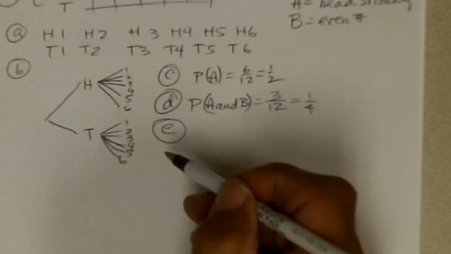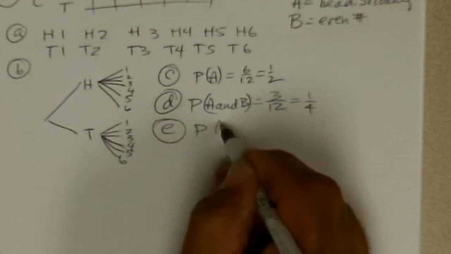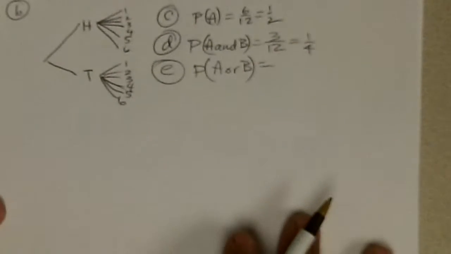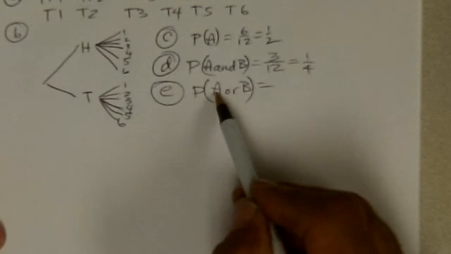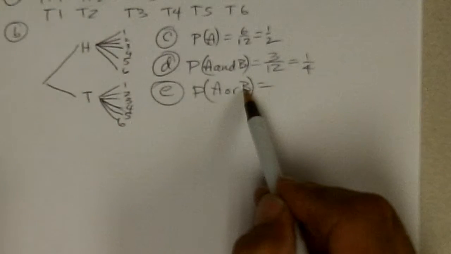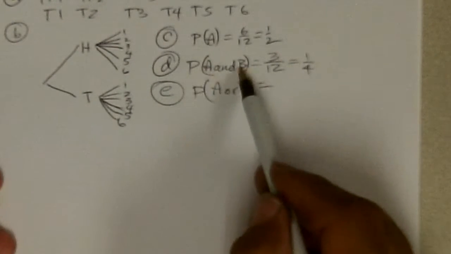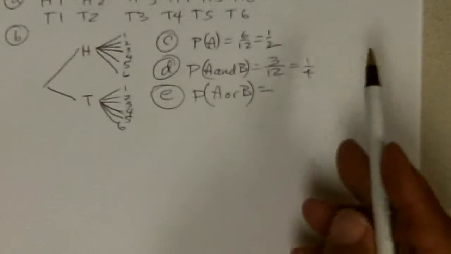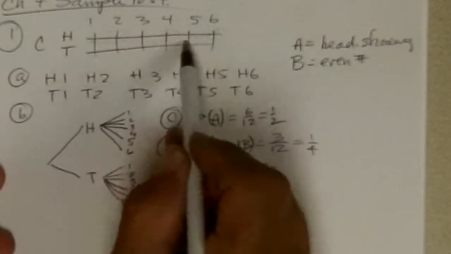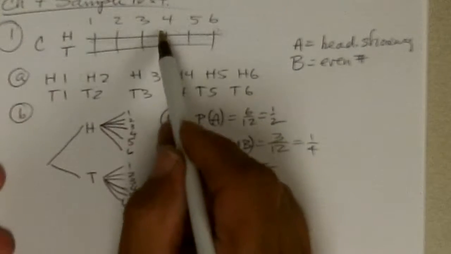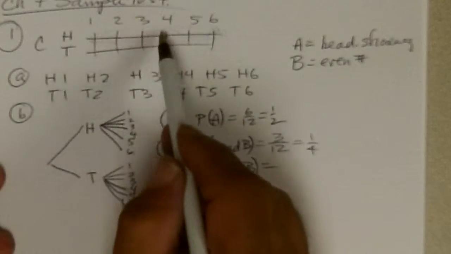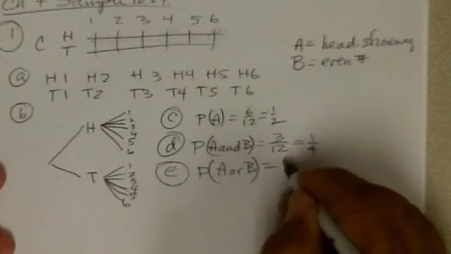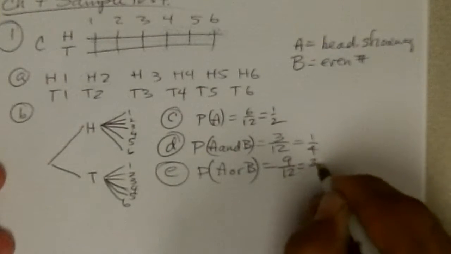E. A or B. So in that case, it can be either A or B or both. This says one or the other or both. And so heads, there's 6. Evens, there's 6, but we don't want to count those 3 twice, so we got 6 plus 3 more down here with the tails, so that's 9 out of 12, or 3/4.